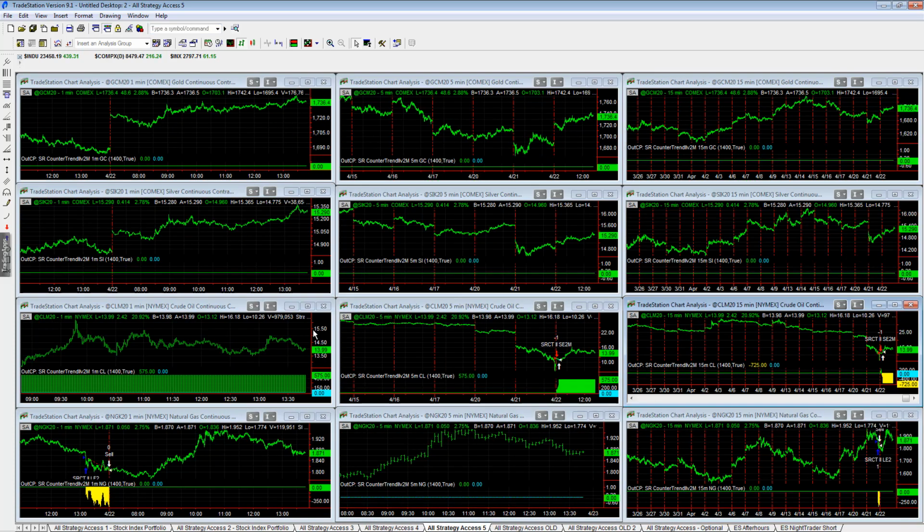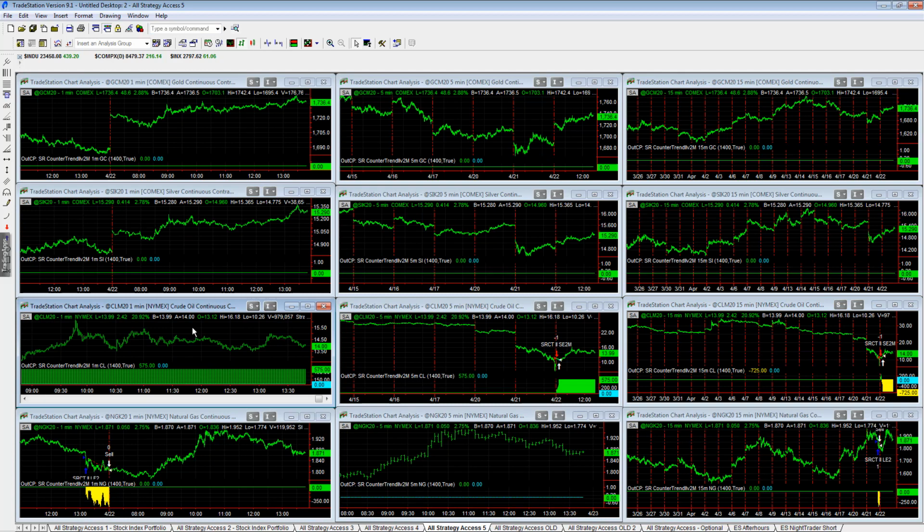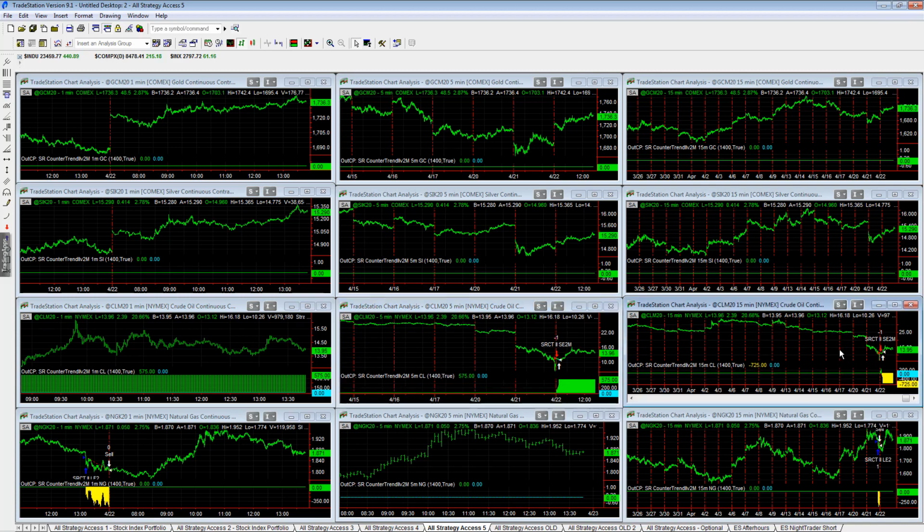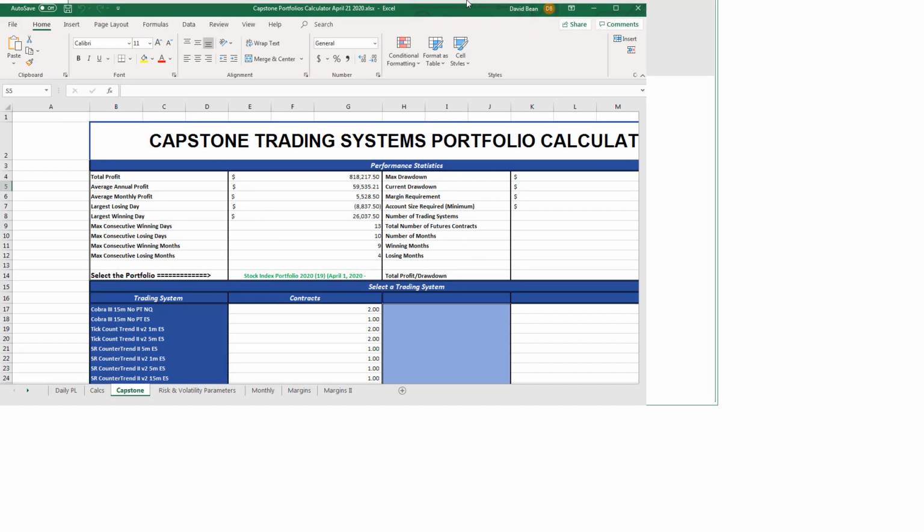All Strategy Access 5, SR Counter Trend 2, V2M, 1M, 5M, and 15M. The 1M and the 5M plus 575, the 15M minus 725. So those are the trades on the day. Let's look at the portfolio calculator.